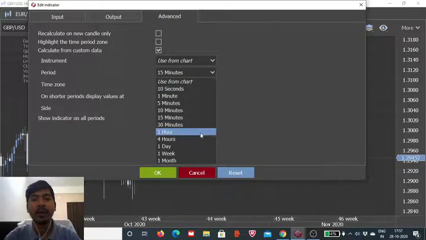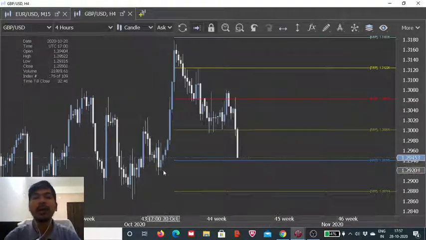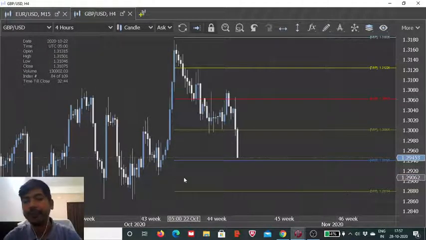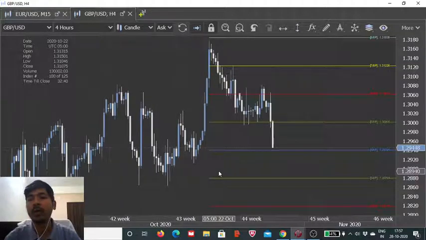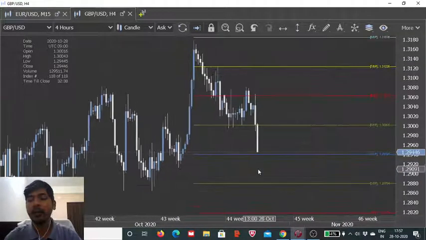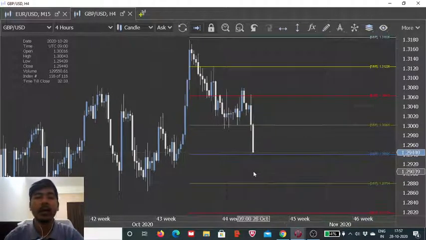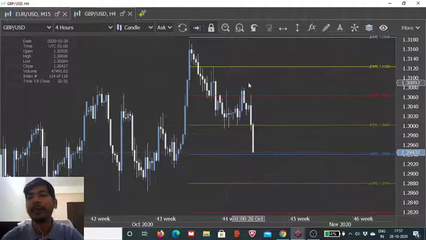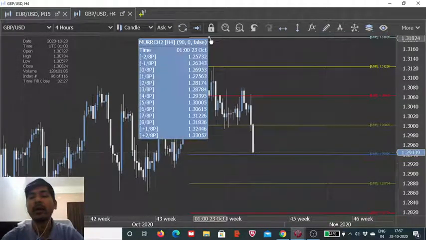Now let me restore it to 4 hours, so it is easier for us to understand. So this is the GBP USD's 4 hourly time formation. Now let us come to its utility. The utility of this formation of Murray's channel is fairly simple.